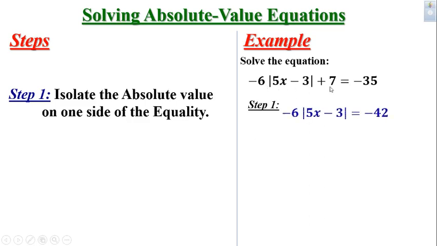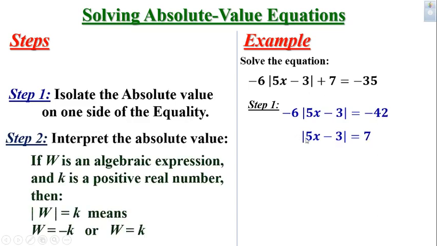So first we will subtract the 7 from both sides. Negative 35 minus 7 is negative 42. Then we will divide both sides by negative 6. Negative 42 divided by negative 6 is 7. Then the absolute value is now isolated. What we're seeing here is the absolute value of some number is 7, which means the thing inside the absolute value is 7 units away from 0.